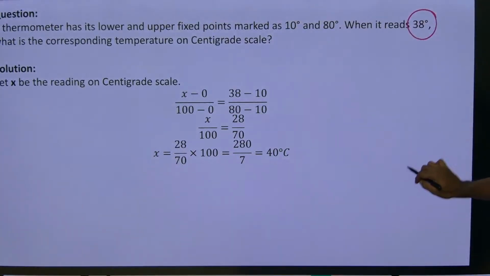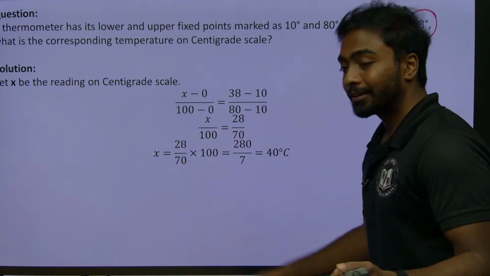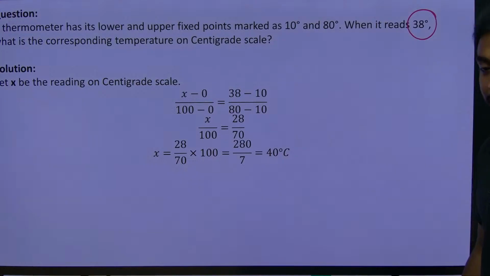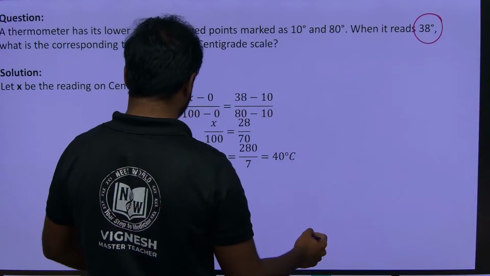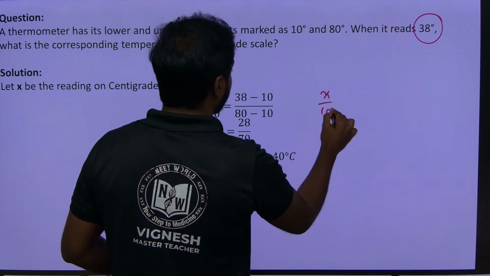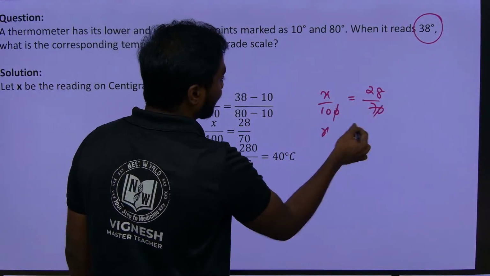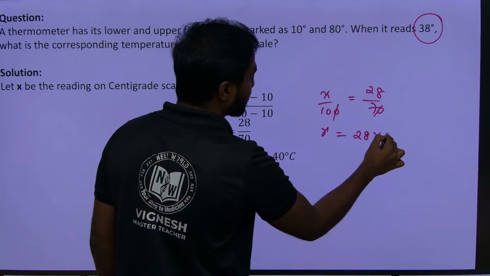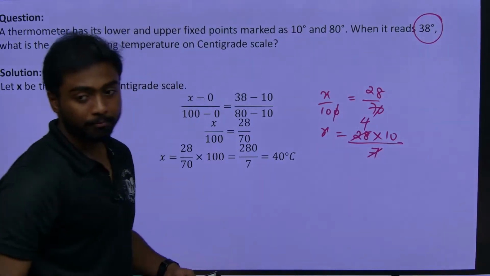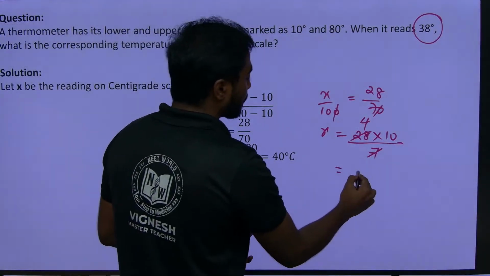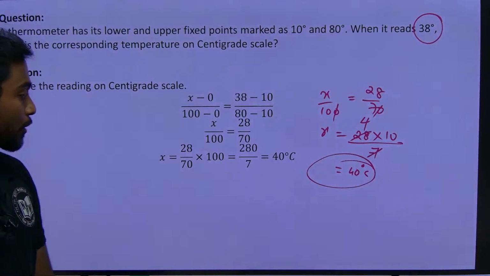So the answer is 40 degrees Celsius. x by 100 should be equal to 38 minus 10, which is 28, over 80 minus 10, which is 70. When we cross multiply, x by 100 will be equal to 28 by 70. The zeros get cancelled, so x will be equal to 28 times 10 divided by 7. That is 4 times 10, and 4 tens are 40. So 40 degrees is the answer. Got it?